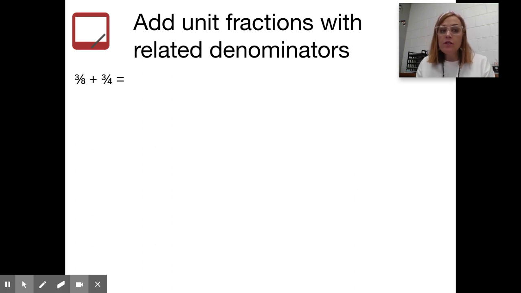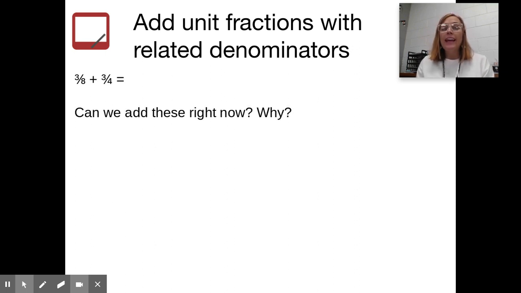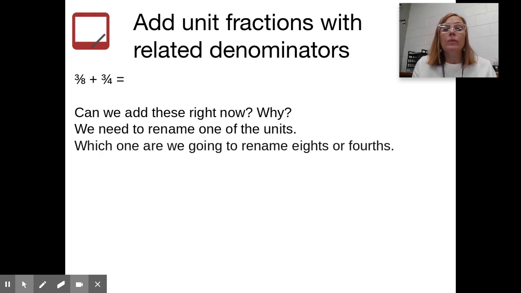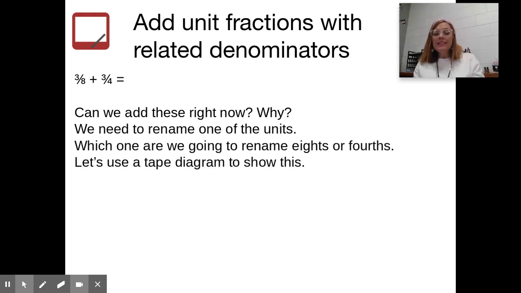Let's look at 3/8 and 3/4. And remember, yesterday I kept talking about apples and oranges. We can't add those, right? Just like we can't add 8ths and 4ths right now. Why? Well, because we need to have that common denominator. So, am I going to change my 8ths or my 4ths? Let's go ahead and rename our 4ths.